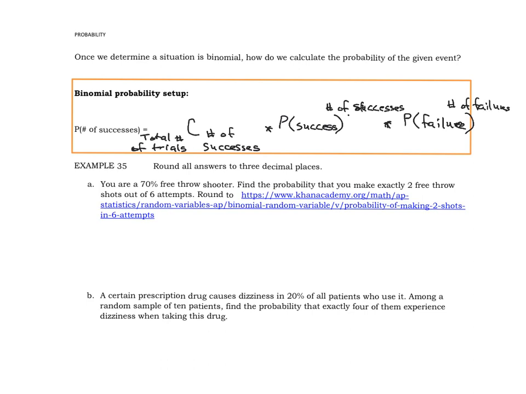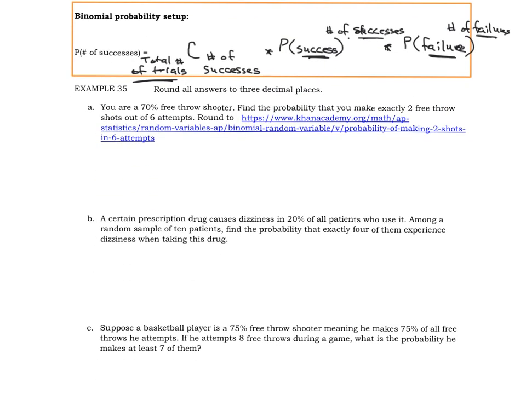All right. So our probability of success and our probability of failure must always equal 1. And then the other thing that will be helpful is the number of successes plus the number of failures should always equal our total number of trials. Let's do a couple of quick examples.